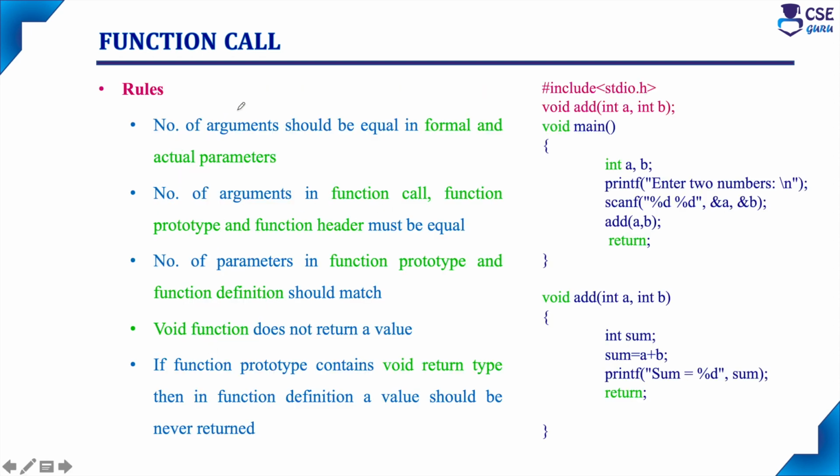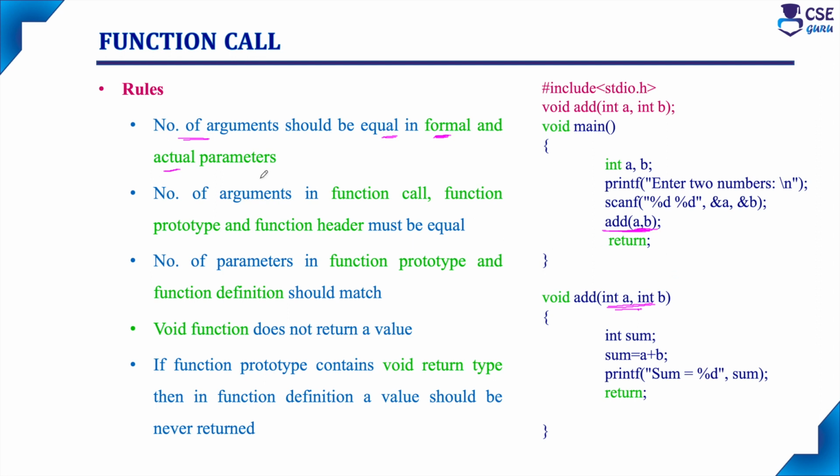Okay, and rules to follow in function call. So the first rule: the number of arguments, that is the parameters, should be equal in formal and actual parameter. This concept of formal and actual parameter we will discuss later. But here we need to understand that the parameter used within the function header is called the formal parameter, and the actual parameter is the parameter used in function call. So this is the function call, and this a and b is the actual parameter. And this int a comma int b is the formal parameter.